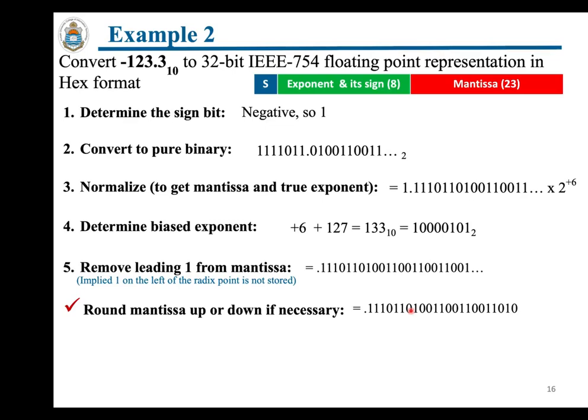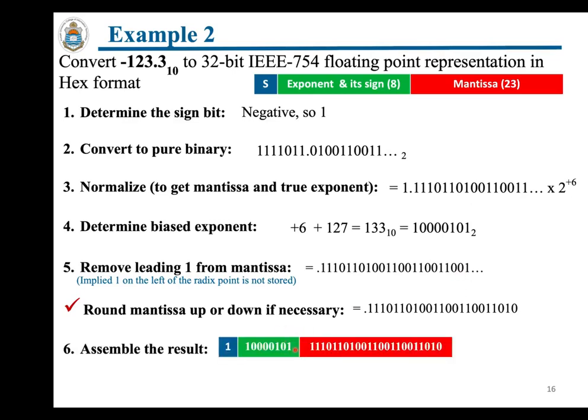Well dear students, when it comes to rounding, there is a special case I just want to touch upon. If the 24th bit is 1 followed by a trail of zeros, in such a situation you check the 23rd bit. If it is 0, chop the 24th bit, and if it is 1, then add 1 to the mantissa.